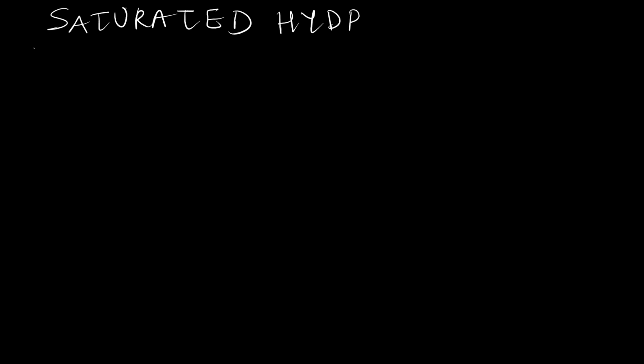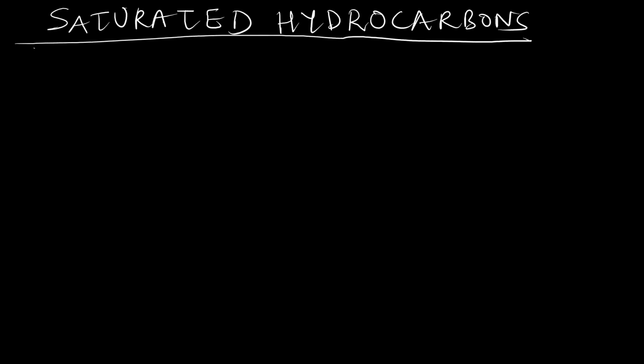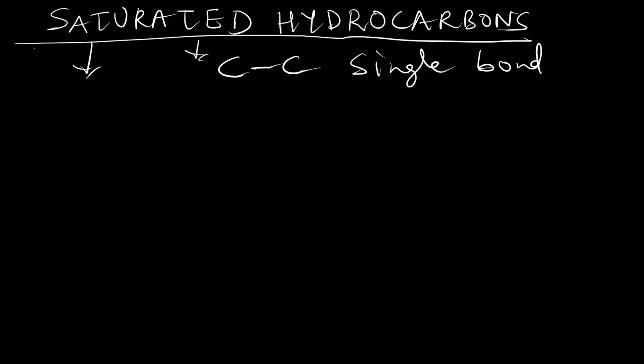So today we are learning about saturated and unsaturated hydrocarbons. Saturated hydrocarbons are those hydrocarbons in which the carbon has single bonds. So saturated hydrocarbons are those which contain carbon-carbon single bonds. And the saturated hydrocarbon is alkanes.